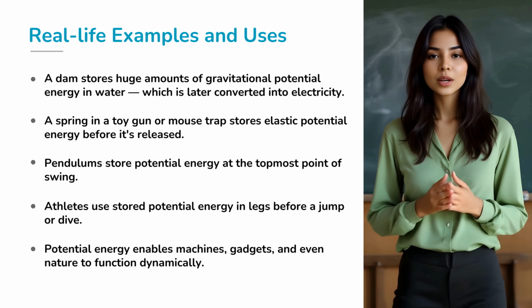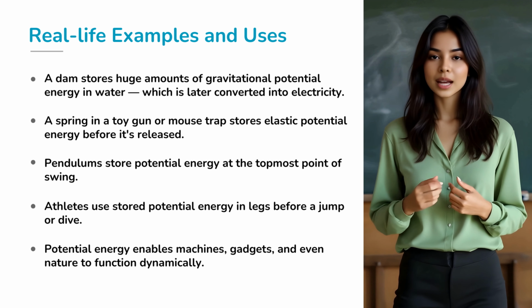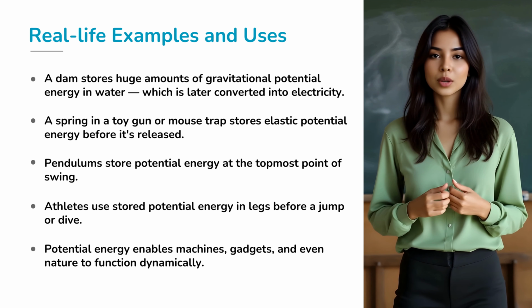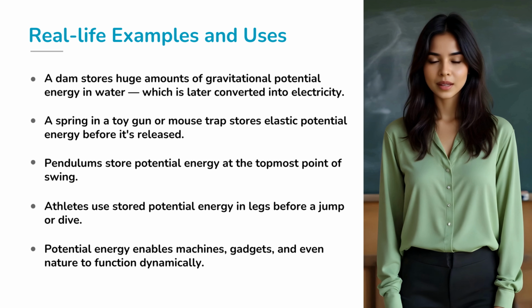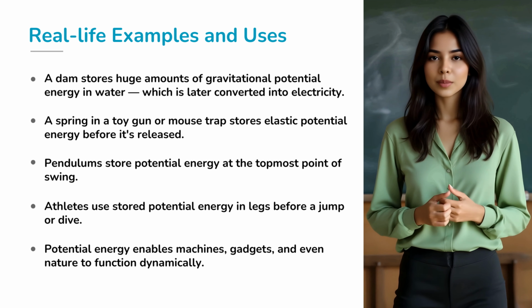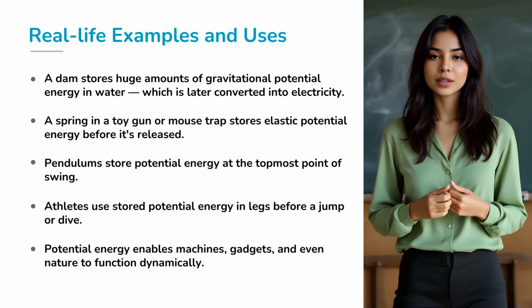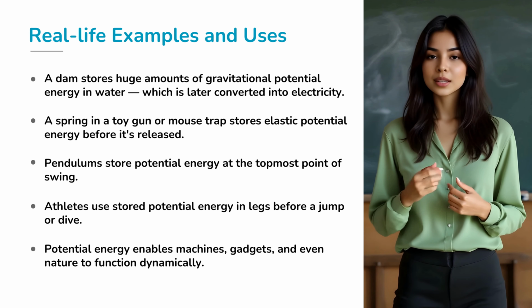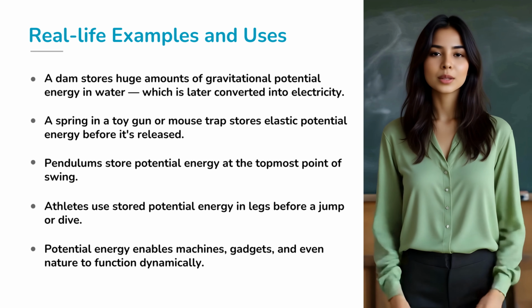Potential energy is all around us, powering both nature and technology in fascinating ways. For instance, a dam holds back water at a height, storing vast amounts of gravitational potential energy. When released, this energy is converted into electricity through turbines, a process used in hydroelectric power stations. In smaller devices, like a toy gun or a mousetrap, springs are used to store elastic potential energy, which gets released rapidly when triggered. Even a simple pendulum stores potential energy at the highest point in its swing. As it moves down, this energy is transformed into kinetic energy, maintaining the motion.